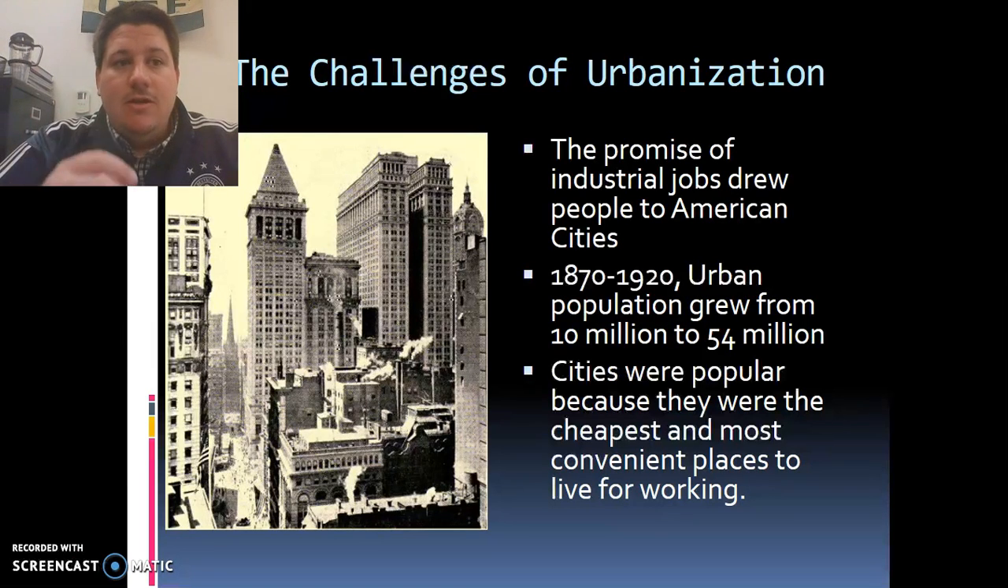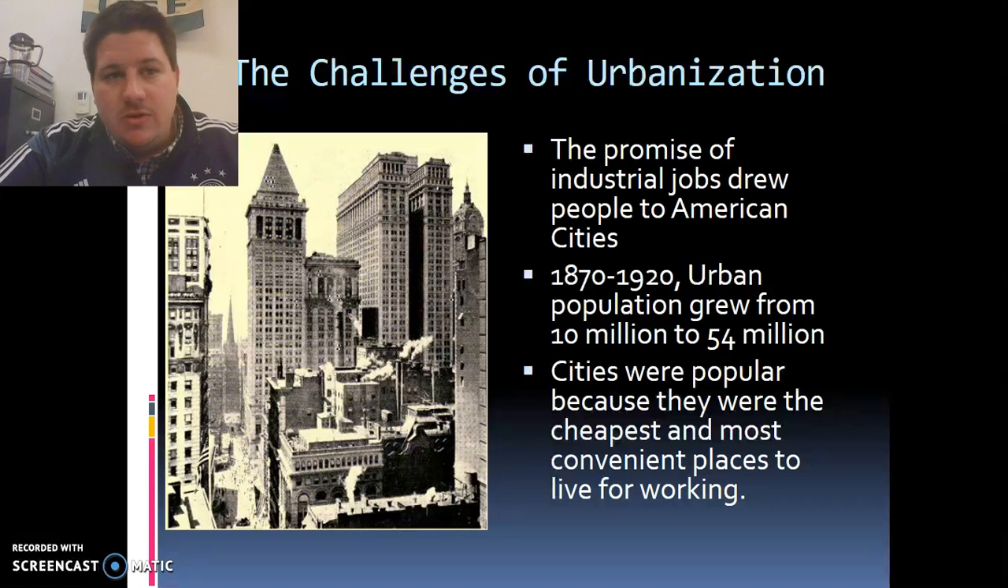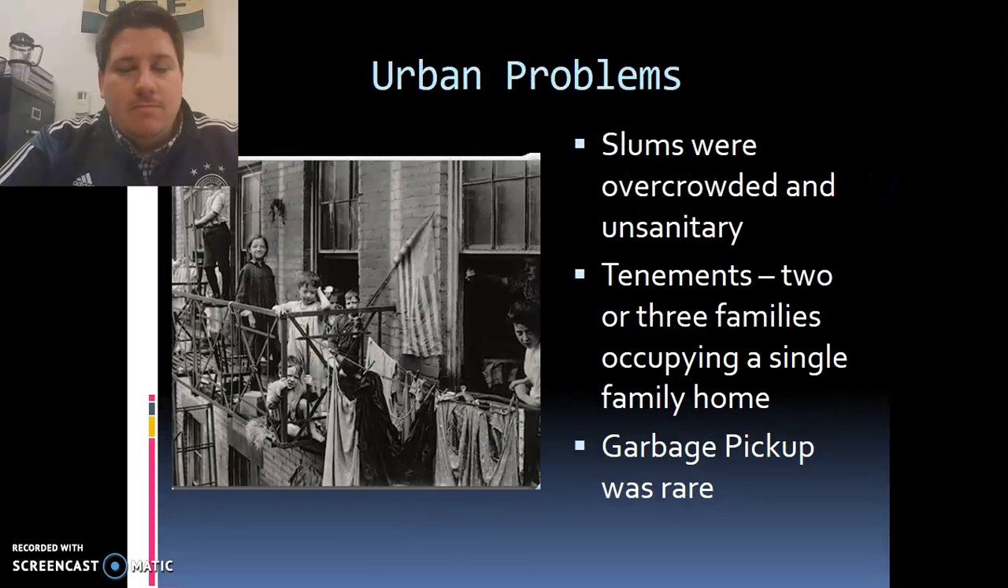but most of it was immigrants coming from Europe, especially from Ireland, from Russia, from Germany, from Poland. So mostly European immigrants were coming into these cities seeking economic opportunities. And the cities were popular because you basically lived where you worked. So they were cheap and they were convenient places to live and to go to work. But these cities were not necessarily pleasant places to live.